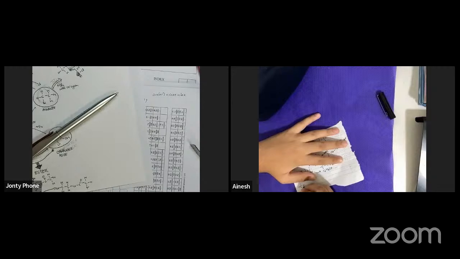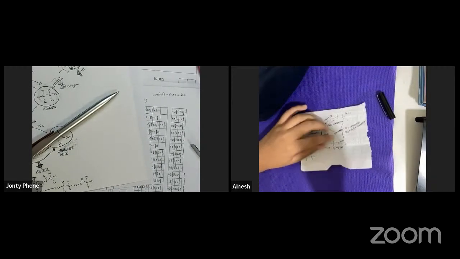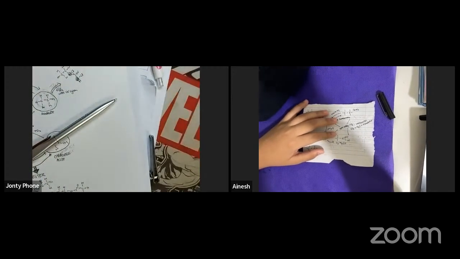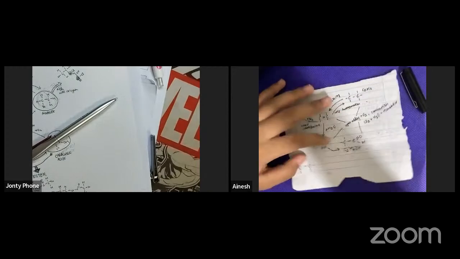I'll go get some water first. Ainesh, please help zoom in a bit, so I can see much better. The connection today is good. Nice. Okay.